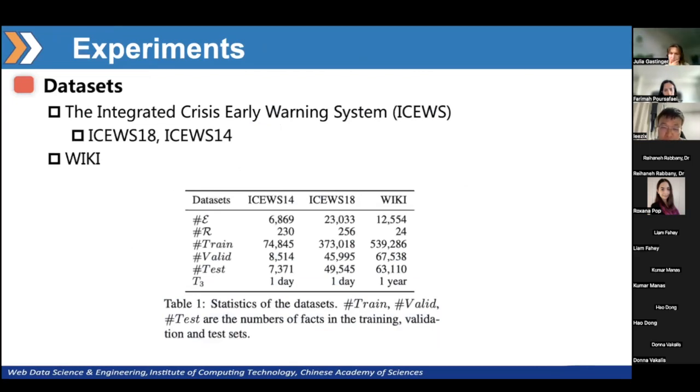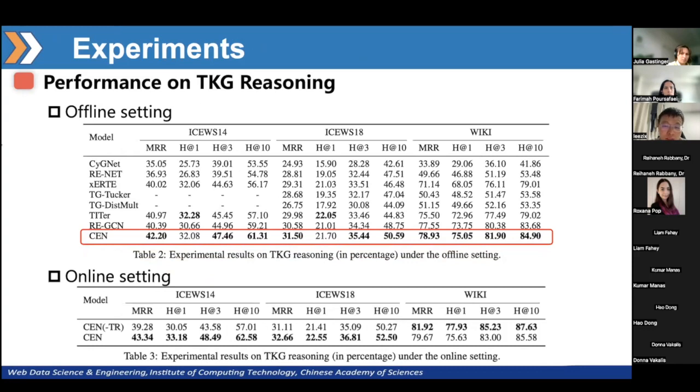We conduct experiments on three datasets. They are ICEWS14, ICEWS18, and WIKI. Results show that CEN performs better on almost all the datasets, which proves the effectiveness of modeling the length diversity of evolutionary patterns. We also conduct experiments under the online setting. Note that models under the online setting cannot be compared with models under the offline setting directly, because the model can see some facts at the test timestamp.